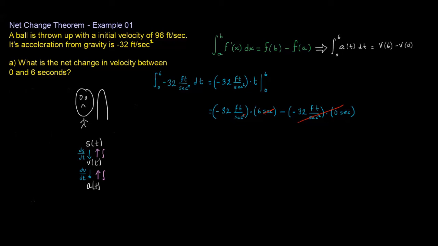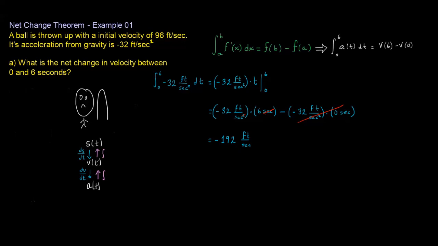And at the end we have the net change in velocity will be equal to negative 6 times 32, which is negative 192 feet per second. Now the first thing I want you to notice is that the units actually make sense, because if we're looking for a net change in velocity, we should have a measure of distance over a measure of time.